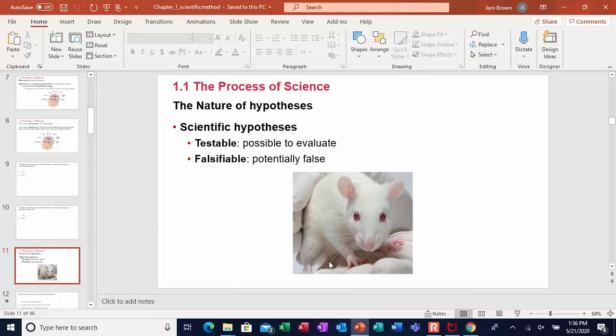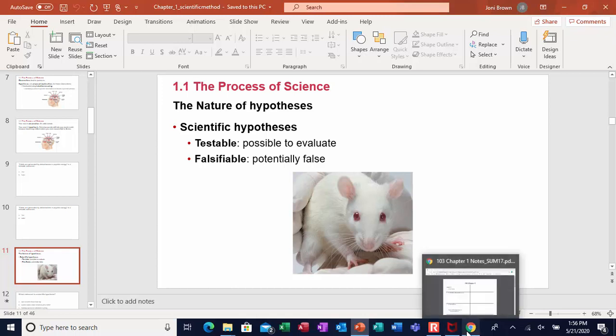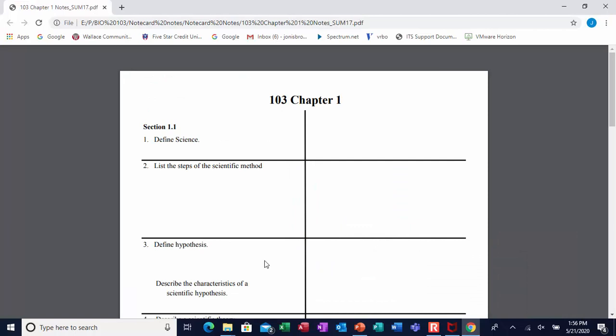But the characteristics of a good hypothesis, it has to be testable and falsifiable. You got to be able to test it and evaluate it, and you might just possibly prove it false. And if you do prove it false, you're going to turn around and modify it and come up with another one. So define hypothesis is the testable explanation, and the characteristics of a scientific hypothesis, it's testable and it's falsifiable. So I'm not going to keep going back and forth to these note card notes, but do you see how you use the PowerPoint in the video lectures to answer these?